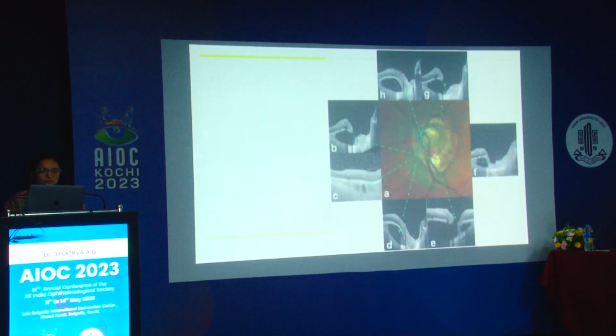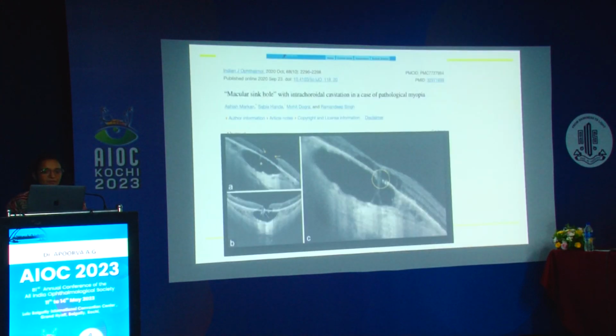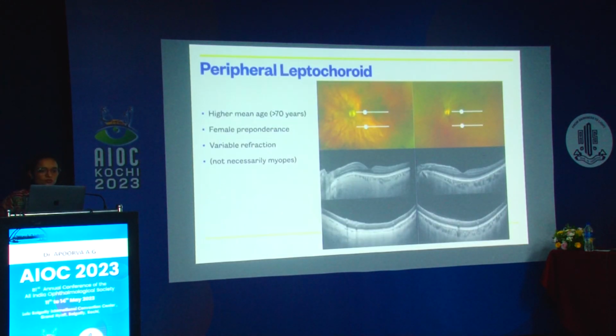So intrachoroidal cavitation, this is a large cavitation in the peripapillary area. It can be associated with sinkholes, which can even be macular in location, and there can be herniation of retinal tissue. So this is a leptochoroid where the peripheral, mid-peripheral choroid is very thin, and there is an area of hyperpigmentation at the macula corresponding to normal choroid.